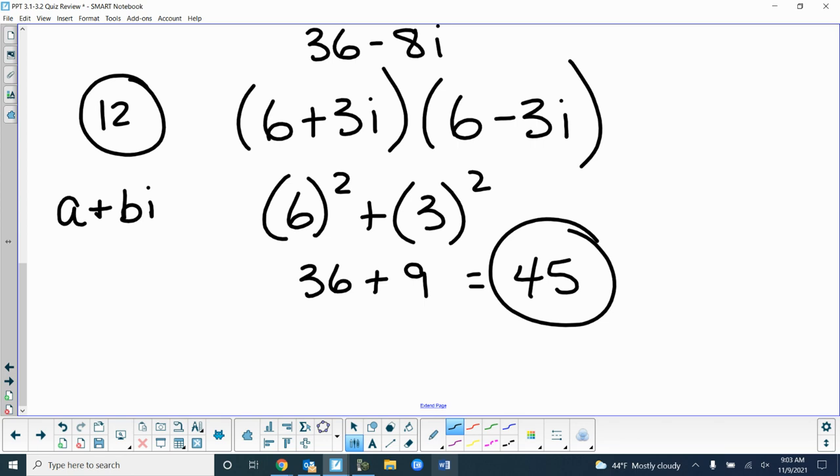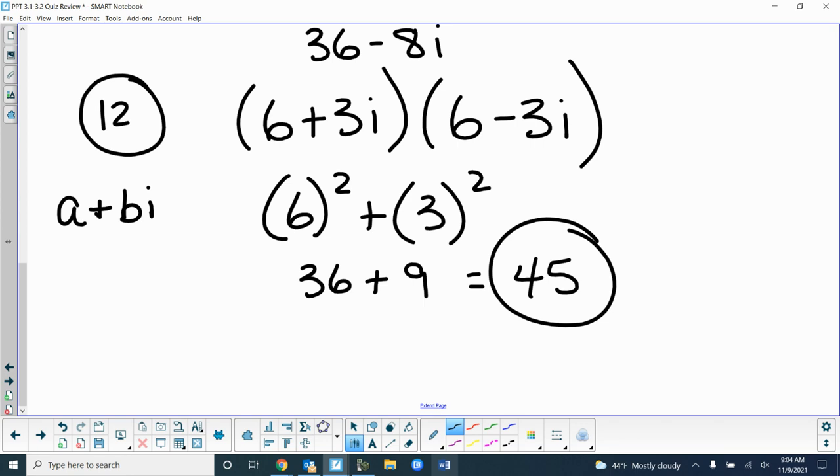Questions on 12? Do we need to write out the 6 plus the 3i, or the 6 minus the 3i, or are we just going to do it? I guess you wouldn't have to, would you? Yeah, you're going to write 6 squared plus 3 squared, right? Okay. I guess that'd be okay.